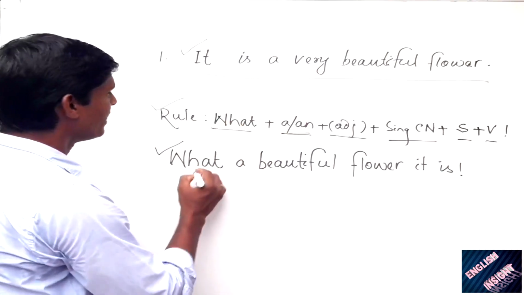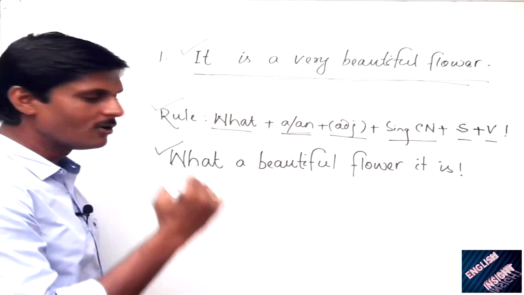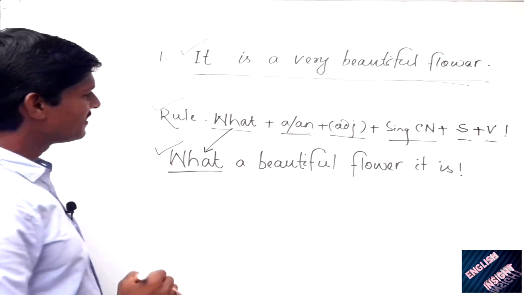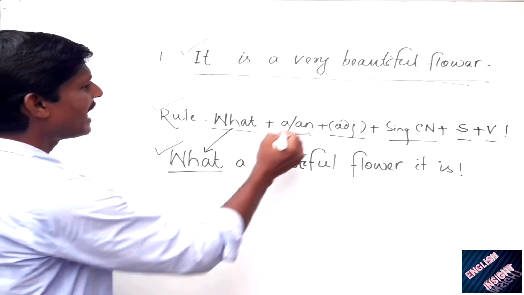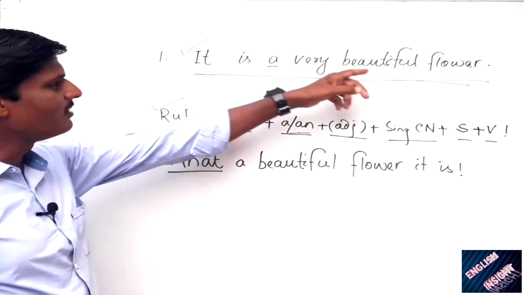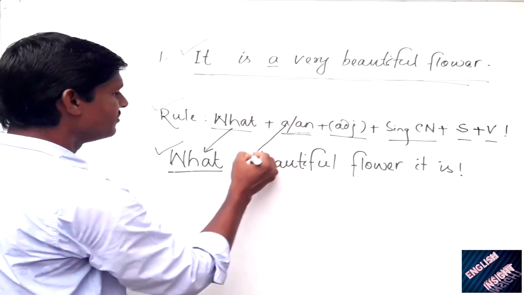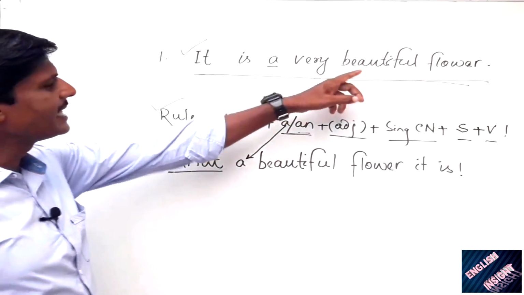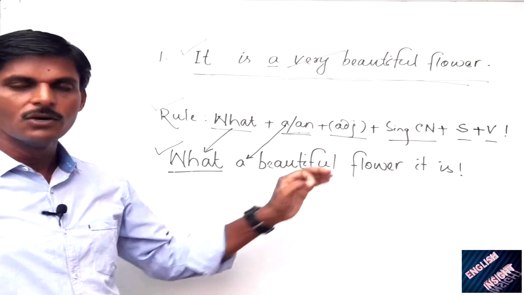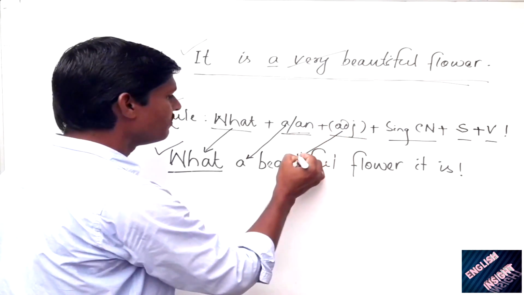First we have to use the word what. Then we should use a or an. It's the a written in declarative sentence. A very beautiful flower. A is used here. Then comes adjective. Very will not be used here. We should not use very here. Okay. So then comes adjective, beautiful.